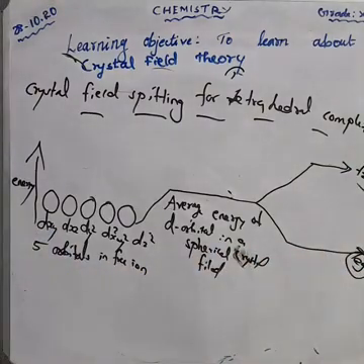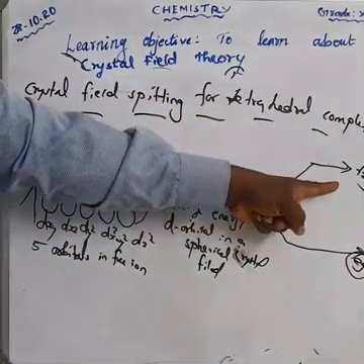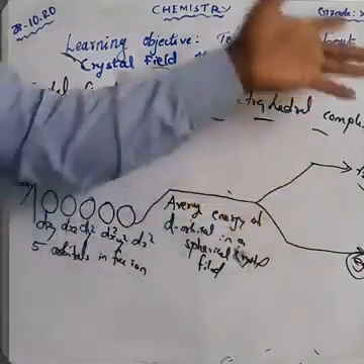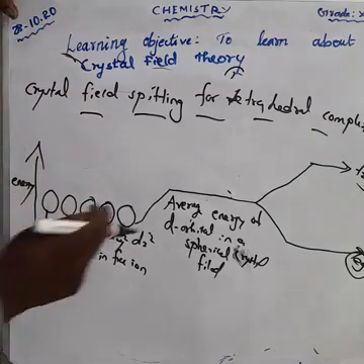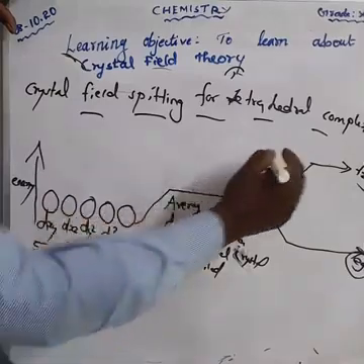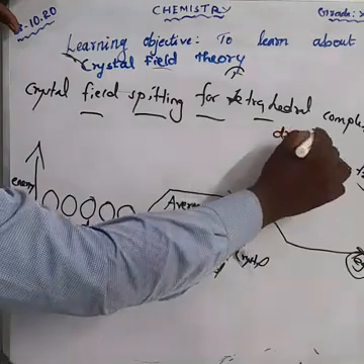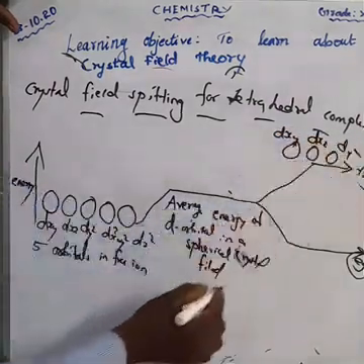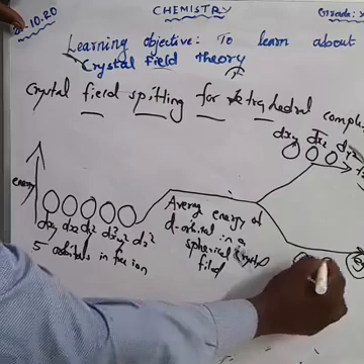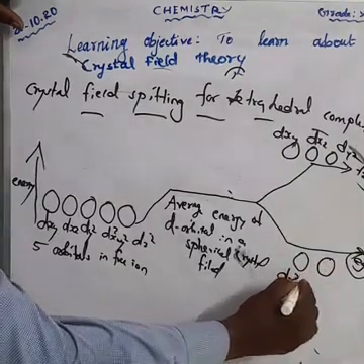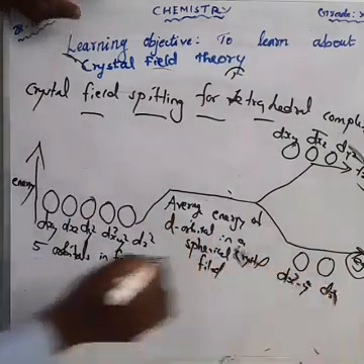What about the octahedral? Draw the reverse. For tetrahedral, the first one is T2g, increasing, and the second one is decreasing. T2g means triple T, the first three: dxy, dxz, dyz. The second one, Eg, means double E: dx square minus y square, dz square.